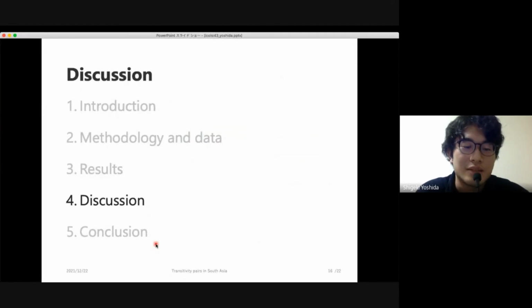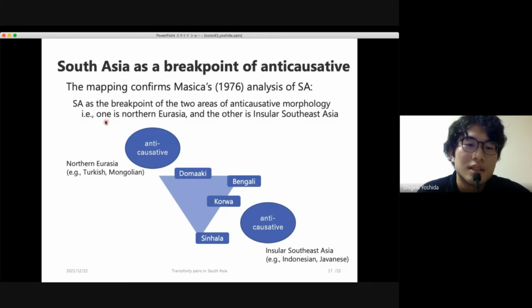Okay. Section 4 is the discussion part. The map presented in this talk confirms one of Masker's characterizations of South Asia. He characterizes South Asia as the breakpoint of the two areas of anti-causative morphology. One is Northern Eurasia, and the other is insular Southeast Asia. He states that anti-causative morphology in South Asia can be seen as an extension of anti-causative morphologies in these two areas. And this study confirms his analysis by showing that the languages of peripheral regions, these four languages, prefer anti-causative to causative.